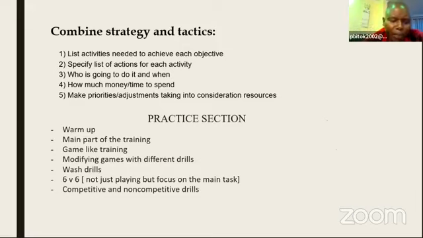And then about the main part of the training, as I said before, you must give it a lot of time, and also the warm-up and the end of the training. My colleagues and most of you have talked about game-like training, which is very important.